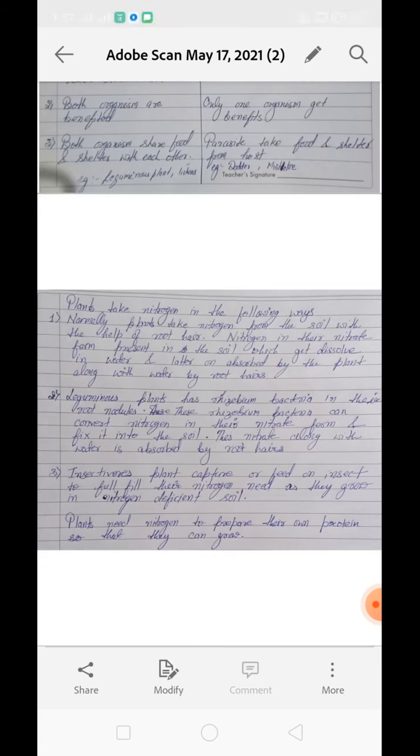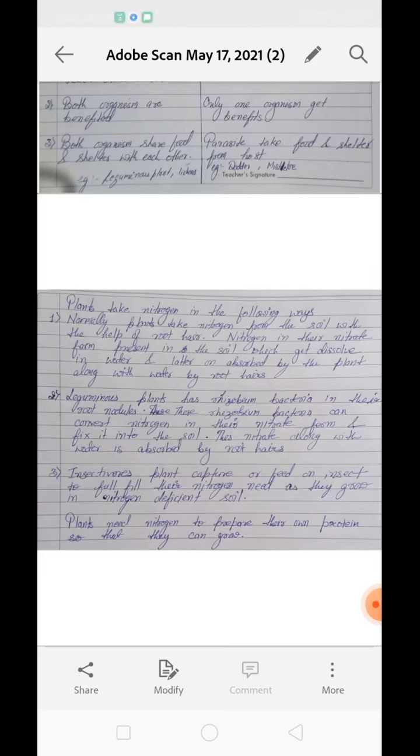Second, leguminous plants have Rhizobium bacteria in their root nodules. These Rhizobium bacteria can convert atmospheric nitrogen into nitrate and fix it into the soil. This nitrate along with water is absorbed by the root hairs.